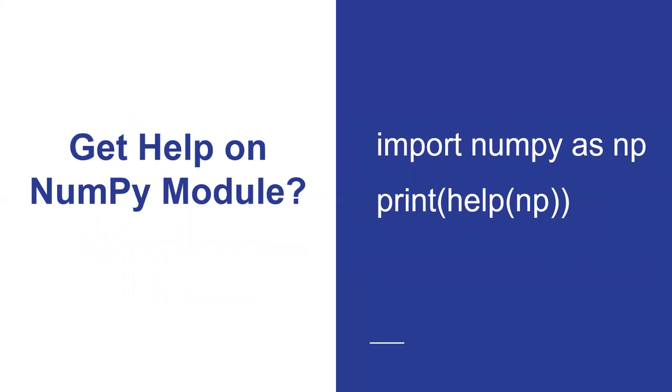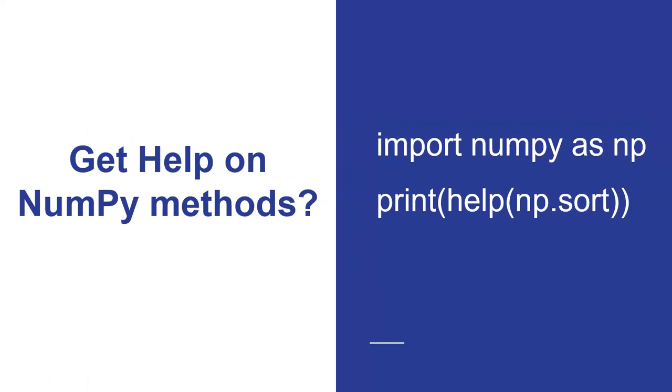Get help on NumPy modules. How to get help? Very easy. First, you load the NumPy module, so you say import numpy as np. Then you do print help on np. So print and help on np. This is the native help of Python, so you can get information on the NumPy module. In this case, if you do a type on the alias np, it shows that this is a module, a NumPy library, and then you just get help on it using the help method of Python.